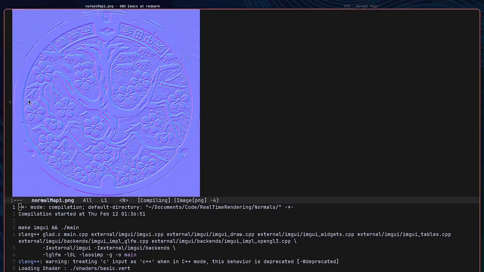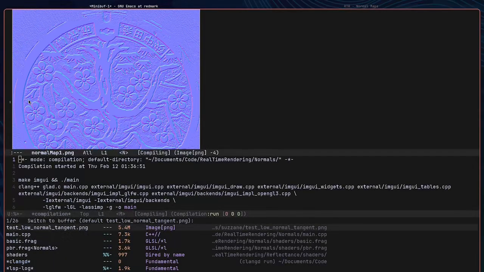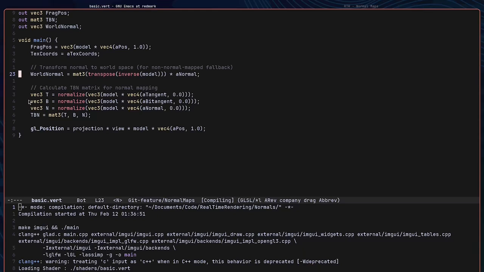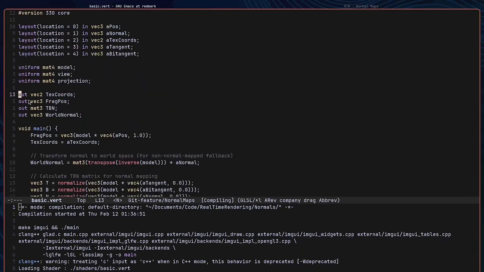Normal maps are stored in tangent space, a local coordinate system for each surface triangle. The z-axis points away from the surface while x and y lie flat along it. My shader transformed these tangent space normals into world space using the TBN matrix: tangent, bitangent, normal.